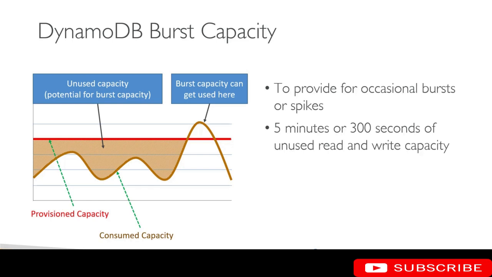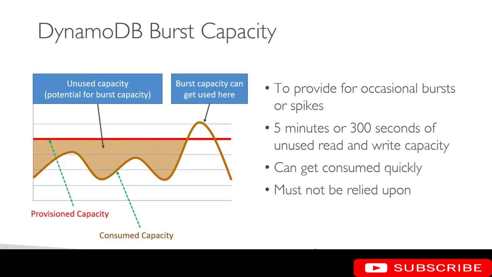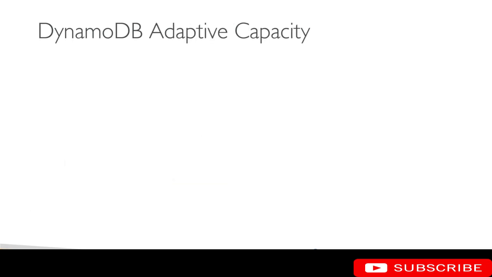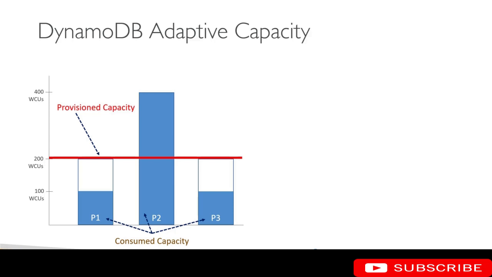But remember that this burst capacity can get consumed very quickly, and your application must not rely on the DynamoDB burst capacity. The second such feature that helps you accommodate occasional bursts in traffic is the DynamoDB adaptive capacity. Here you can see that we have 3 partitions. DynamoDB data is always stored in different partitions. One partition is about 10 gigs in size. So 10 gig SSDs are used to store DynamoDB data, and we're going to talk about that later.